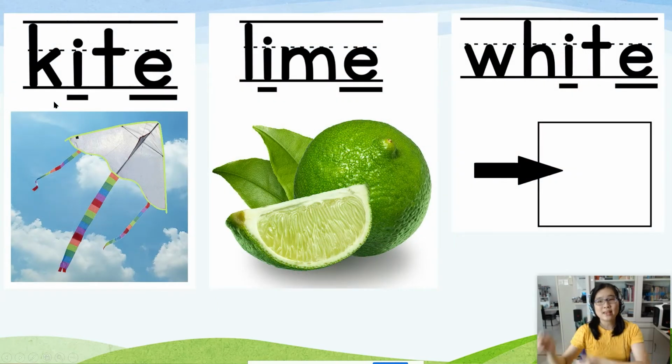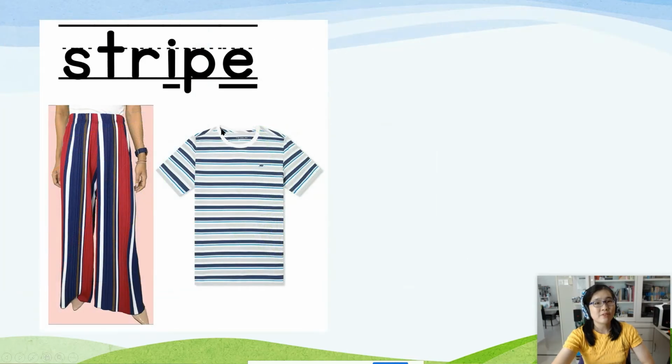So look at the first one. Kite. The second one. Lime. And this one, remember? White. What about this one? Stripe. These are stripes. The lines here, these are stripes.